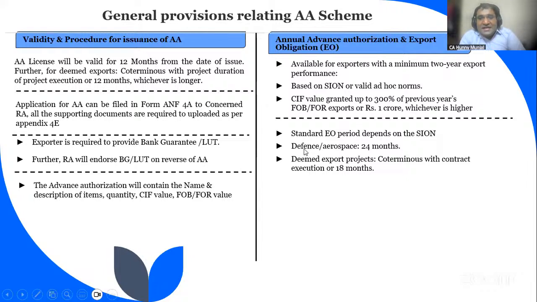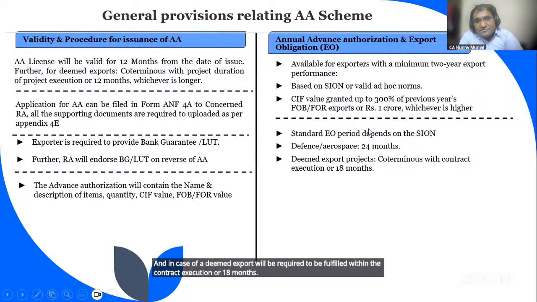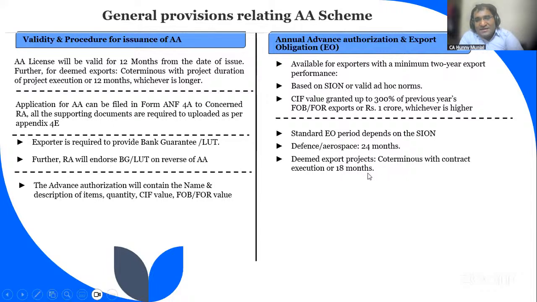Now, in case of defense, if you are in the business of defense and aerospace, you have to fulfill the export obligation within 24 months. And in case of a deemed export, it will be required to be fulfilled within the contract execution or 18 months, whichever is lower, 18 months, I can say.